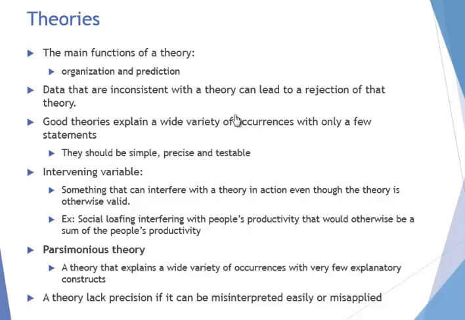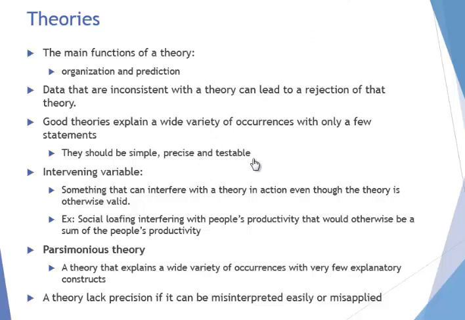An intervening variable, which is very similar to the concept of confounding that we're going to look at later on, is something that can interfere with the theory, even though the theory is otherwise valid. For example, an intervening variable could be the mid-morning snack that people have. Maybe I establish a theory that people who eat bigger breakfasts are going to be less hungry at lunchtime. But what if I fail to account for the fact that people who have smaller breakfasts tend to have bigger snacks in the middle of the morning, and therefore that's going to neutralize the idea? Well, that's an intervening variable.